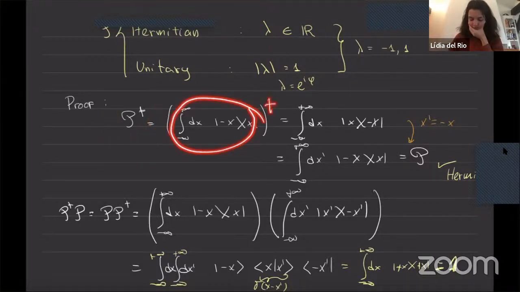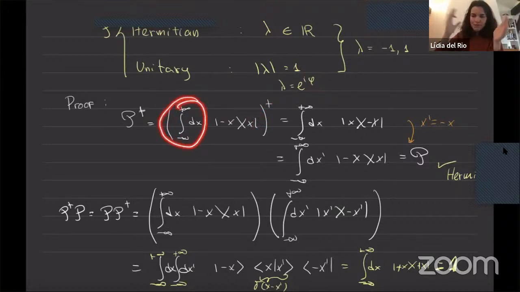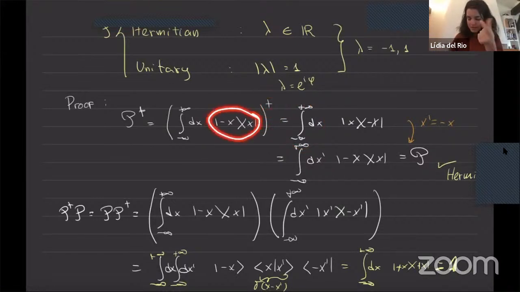Note that this is just a sum. So the transpose conjugate of a sum is the sum of the transpose conjugate of the individual elements. So the sum stays the same. And then there's no complex number here, so all it does is flip the bras and the kets. So there we are. But then these two are the same integral.